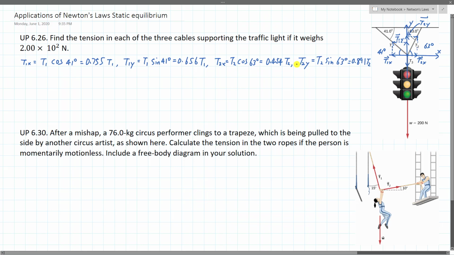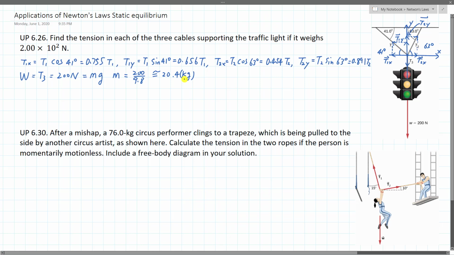We also have the weight W, which is equal to T3. That's 200 newtons. Because we know weight is equal to mass times gravity, we can, if we want, find the mass. Mass is 200 newtons divided by 9.8, which is approximately 20.4 kilograms if we wish to find the mass. Now we have the mass.